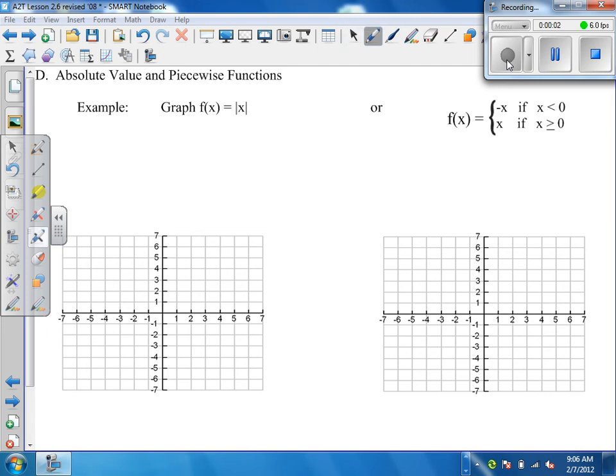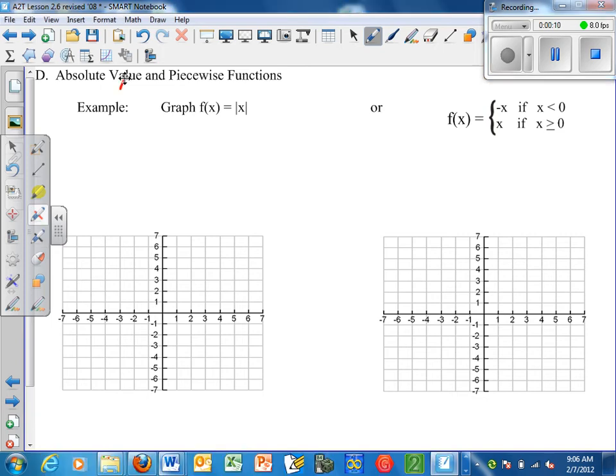Continuing on in lesson 2.6, absolute value and piecewise functions. Absolute value graphs, and you've dealt with these in the past, are always V-shaped. Not a parabola, but V-shaped, meaning straight line segments that form a V. Anything with absolute value, doesn't matter if it's just the absolute value of x, which is the one we're going to look at here, or if you have operations inside or outside, it's going to produce a V shape.